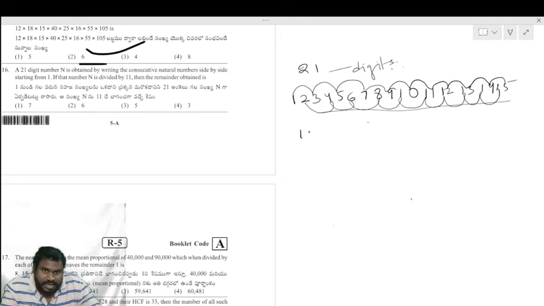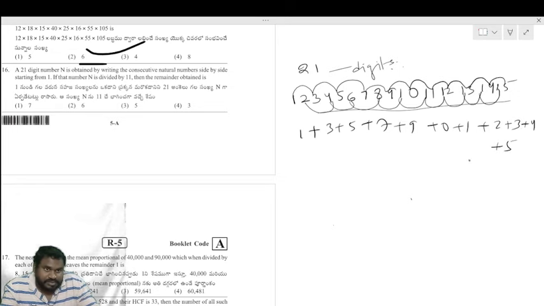So I'm going to add 1 plus 3 plus 5 plus 7 plus 9 plus 0 plus 1 plus 2 plus 3 plus 4 plus 5. How much does it become? 4, 5, 9, 16, 25, 26, 28, 28 plus 3, 31, 35, 40. So it is becoming 40. There are two ways to solve this question. I'll tell both the ways.